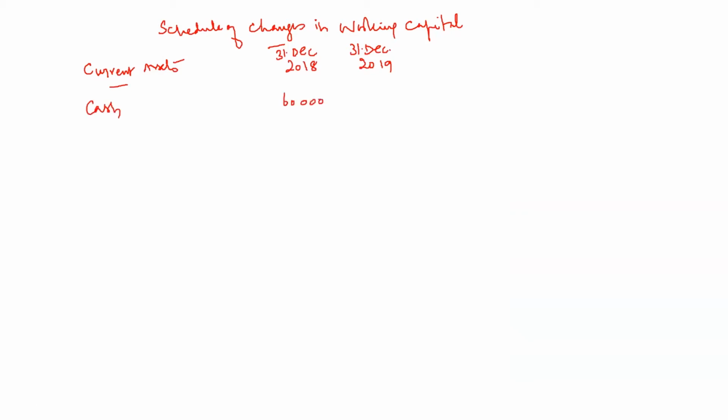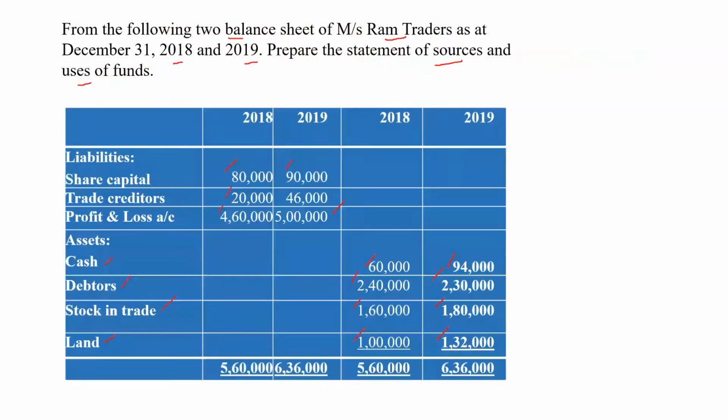Cash 60,000 and 94,000. So we'll write here increase in working capital, decrease in working capital. So increase in current asset means normally to be taken as increase in working capital. So there is an increase of 34,000 in working capital. As far as cash is concerned.